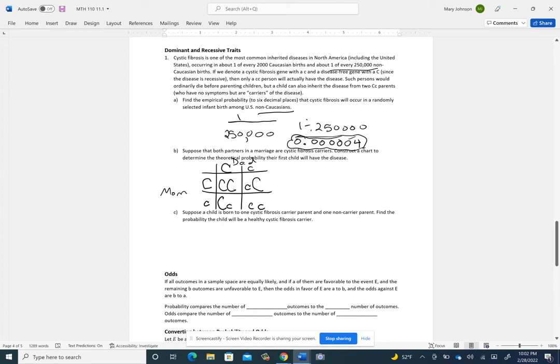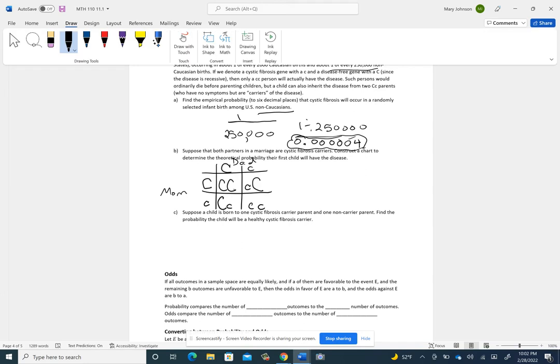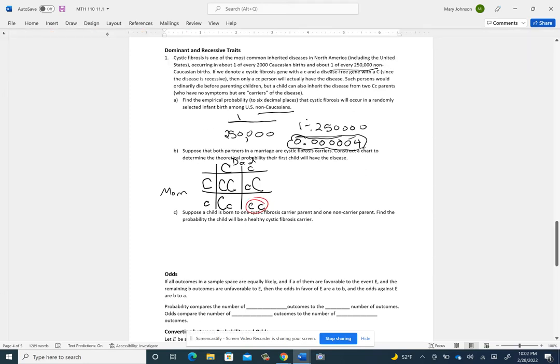The idea, though, is that according to this, only this one is going to actually have the disease. Then these two would be carriers of the disease, but they'd be healthy. They wouldn't have the disease, they'd just be carriers of it. And if the child were to inherit both of the recessive genes, then that child would have the disease.